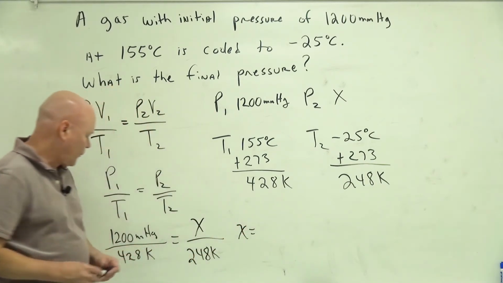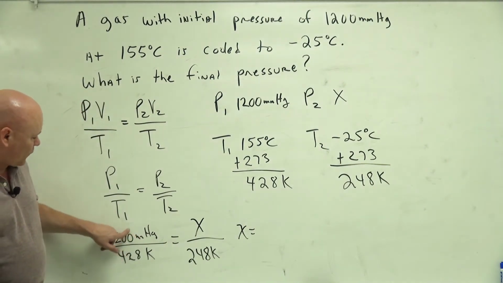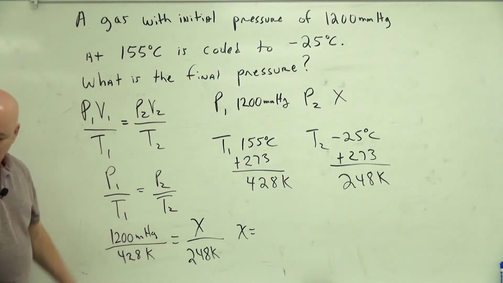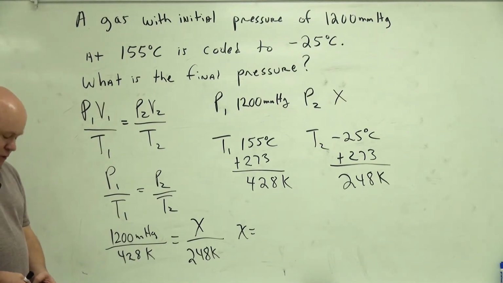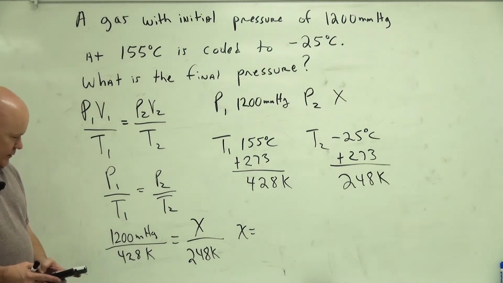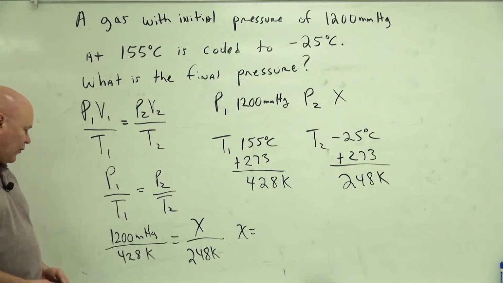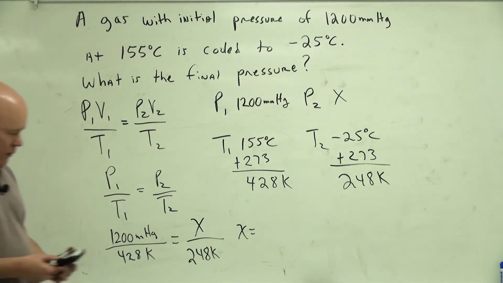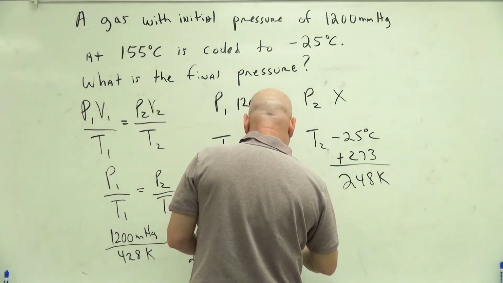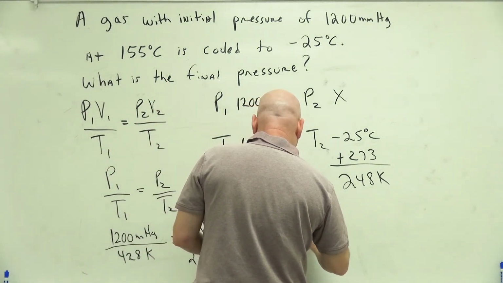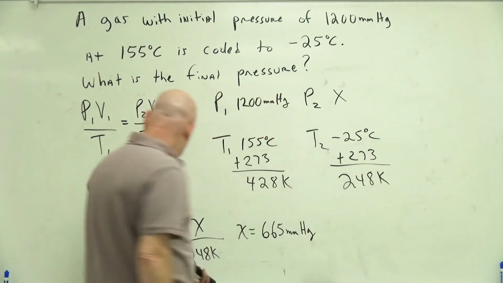We're going to do cross multiplication. It'll be this number times that number divided by that number. And so we're going to go ahead and put that in our calculator. 1200 times 248 divided by 428. And I get 665 millimeters mercury.